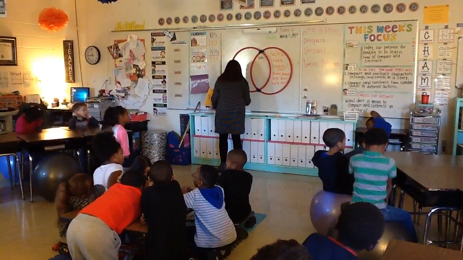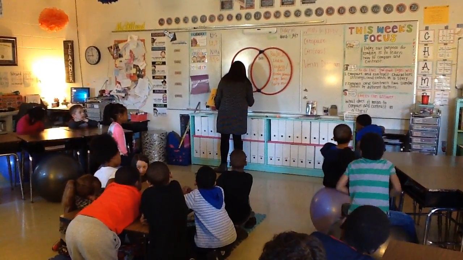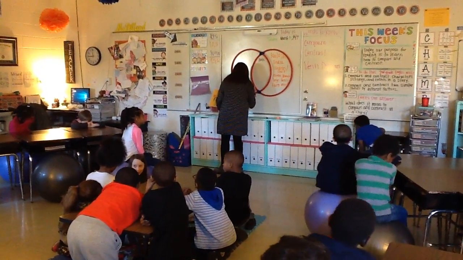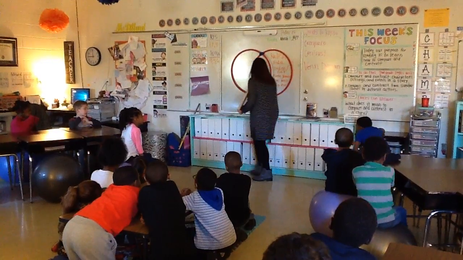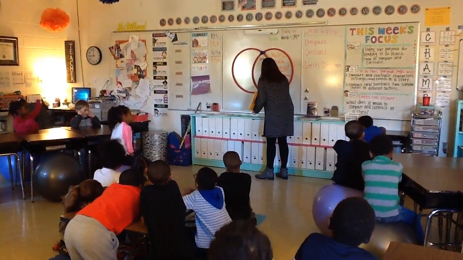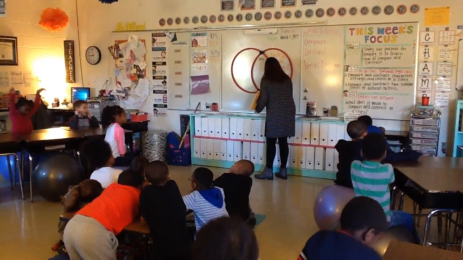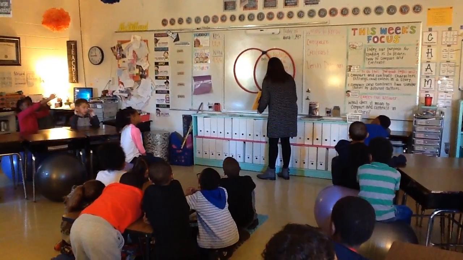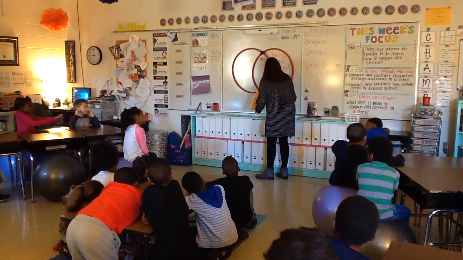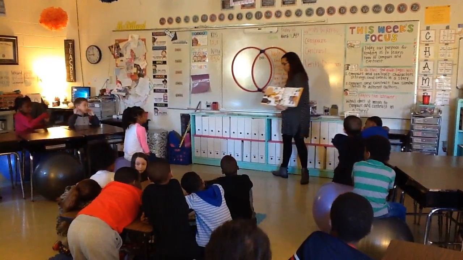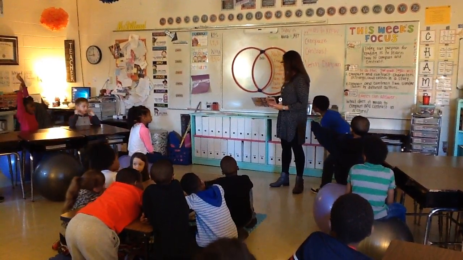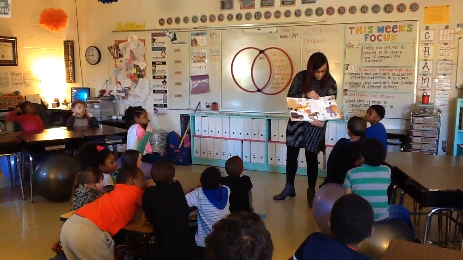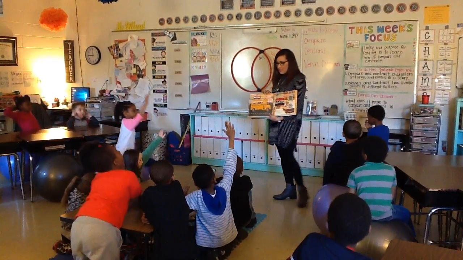So, cars, buses, taxis. Kalish had animals for transportation. I'm running out of room. Is there some up there? And one more.